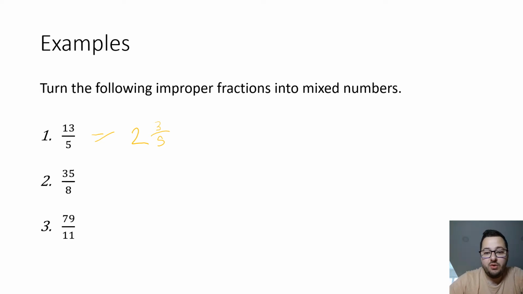Okay, number two, we've got 35 over 8. So thinking about our 8 times table, 35 divided by 8 is going to be 4, because 4 8's are 32. And again, we've got remainder 3. So 4 and 3/8. And finally, we do 79 over 11. Well, how many 11's go into 79? Well, 7 11's are 77. And there's going to be 2 left to make 79. So 7 and 2/11. Okay.